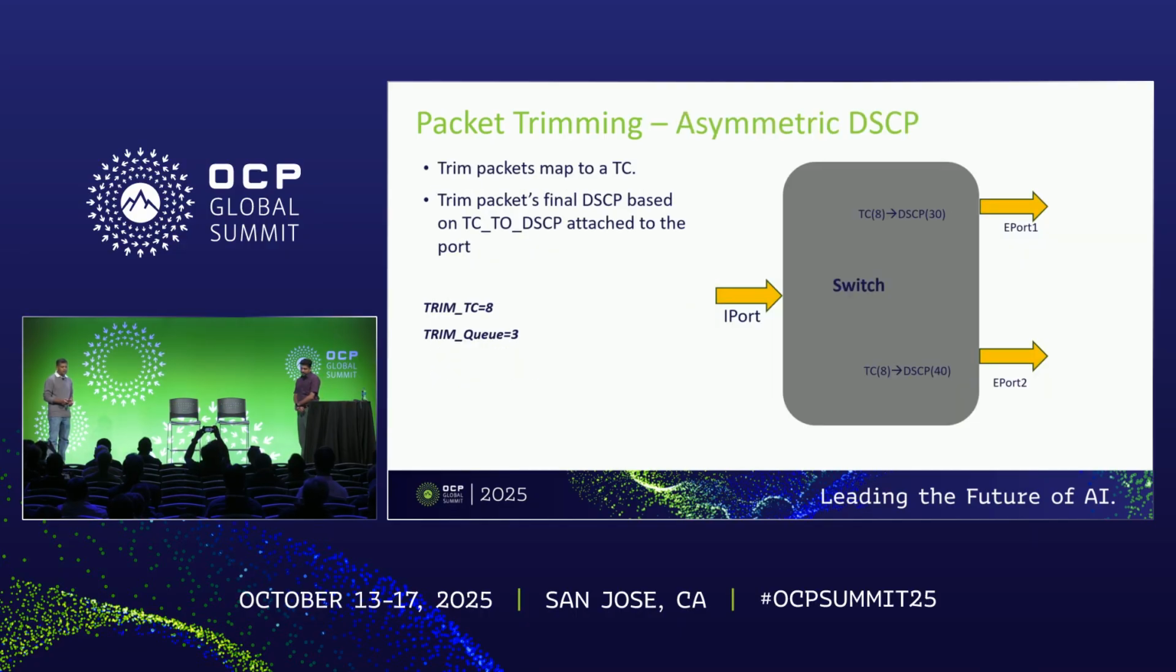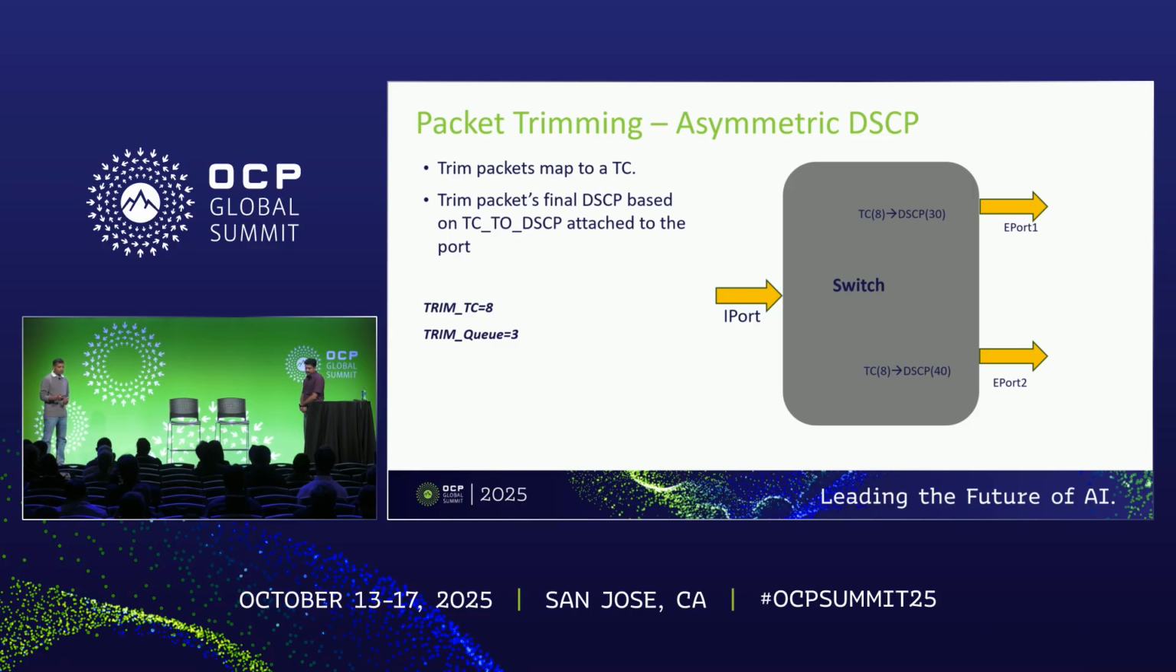So next we have packet trimming with asymmetric DSCP. Instead of setting a single DSCP value for all the trim packets, the switch sets a TC value, which is the internal priority of the switch, for all the trim packets. Based on the QoS maps attached to the final egress port, the final DSCP of the trim packet will be taken. So for example, in this case, let's say the trim TC value is 8.